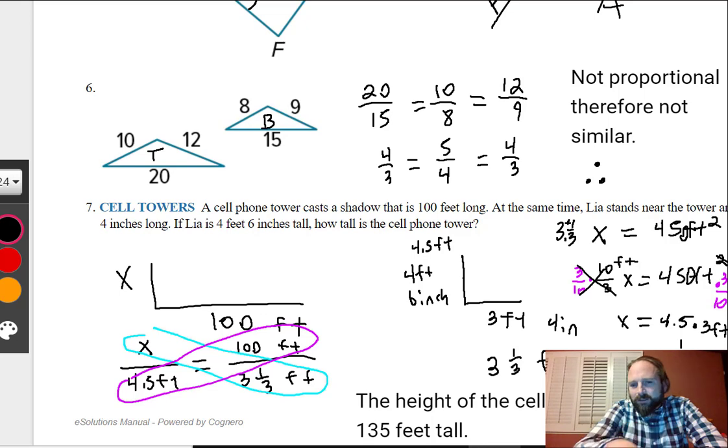Looking at Leah, it goes from 3 feet to 4 feet 6 inches. So it went up by about a foot, and the tower goes from 100 to 135. Yeah, that's about right, because it goes up about 30%. 30% of 3 feet would be 1 foot, so then that's where we get 4 feet 6 inches. 30% of 100 is 30. So does that make sense? Yeah, it's about right.